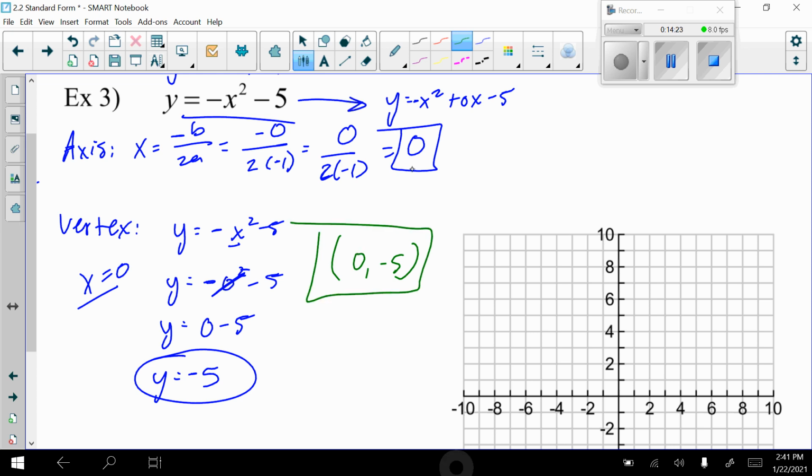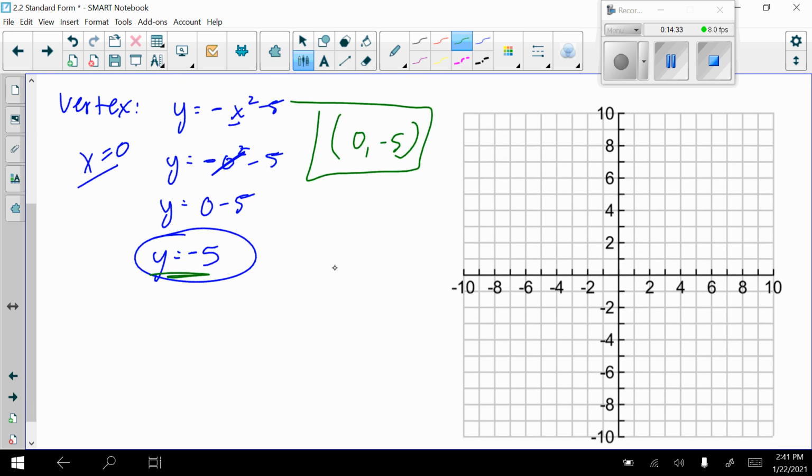Okay, the axis of symmetry is 0. I plugged it into my equation. I got negative 5 for y, so that gives me my vertex. Now we're ready to try to graph this. We need a table. X, y.